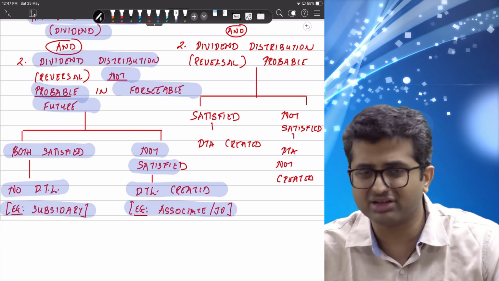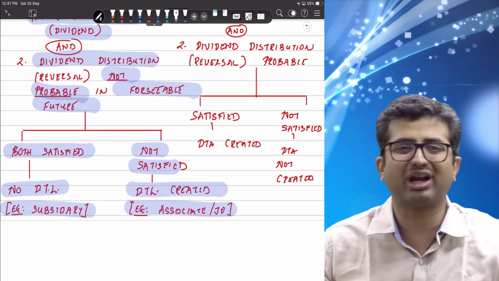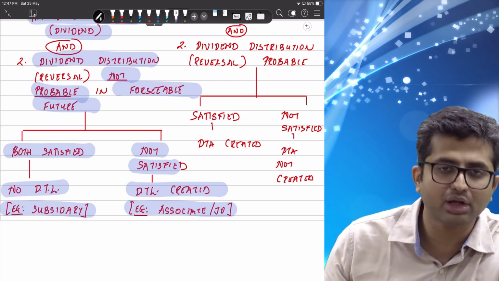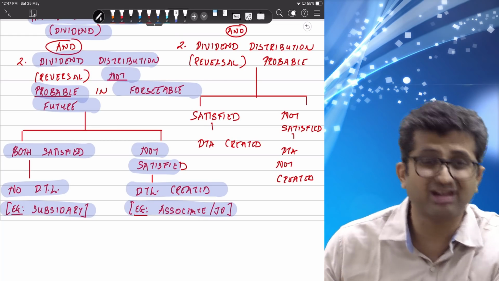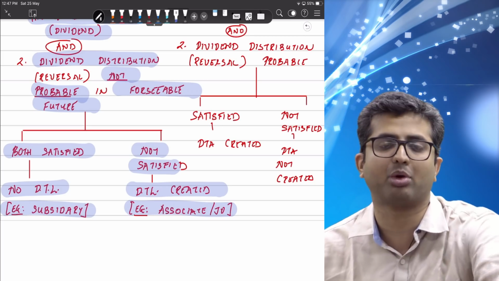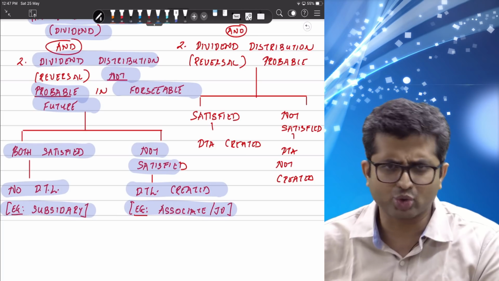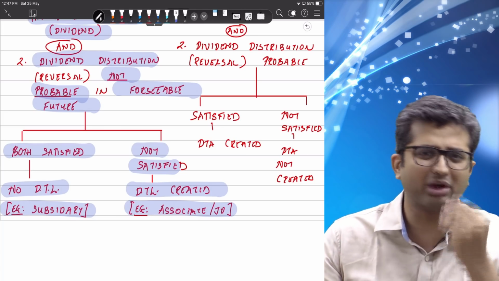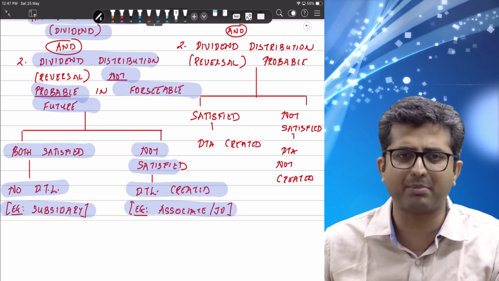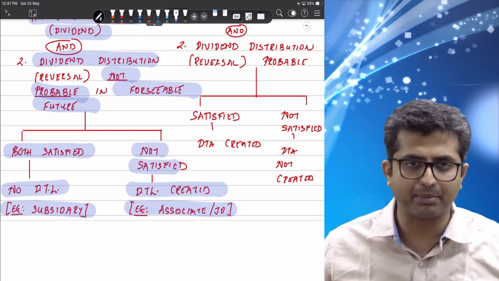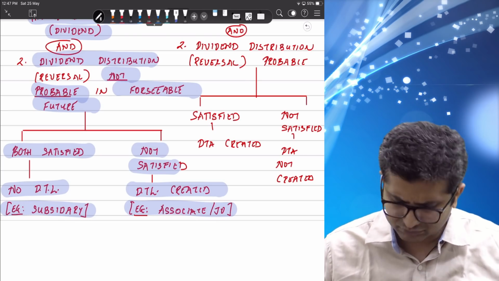From an exam perspective at this stage, in case you get a question which has a subsidiary, generally DTL will not be created unless the question tells you that it is probable that in the foreseeable future dividend will be paid. In case of an associate and in a joint venture, we will not even look at the possibility of foreseeable payment because we don't control the payment of dividend. Are we getting this? Yes, okay.